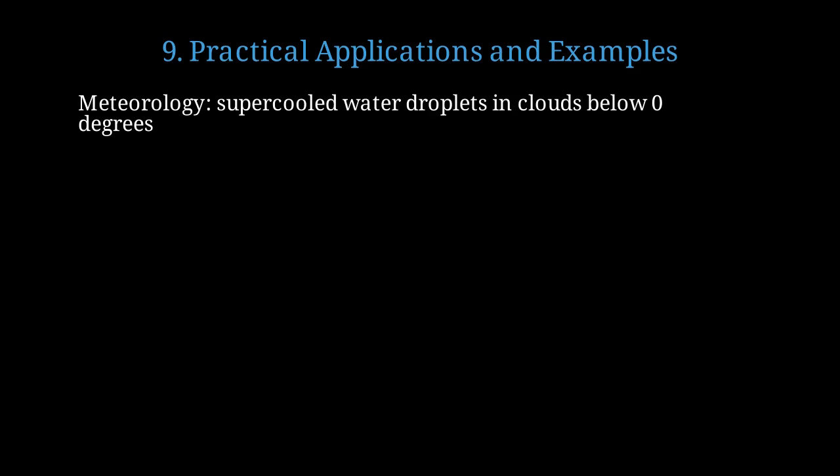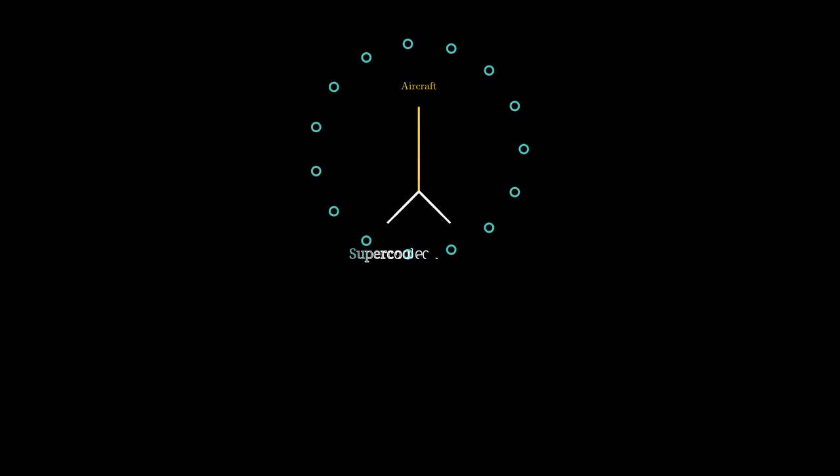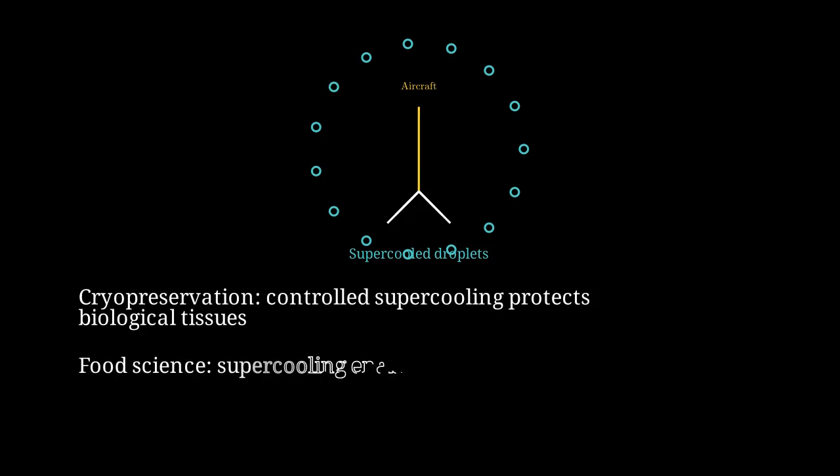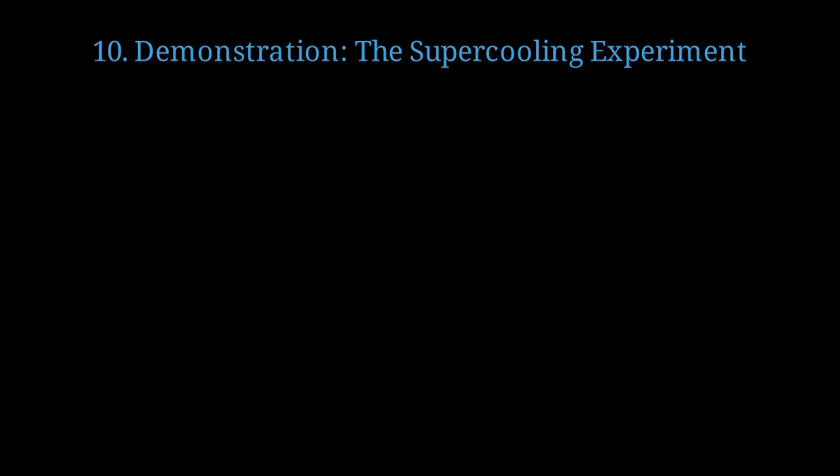Supercooling has fascinating practical applications in nature and technology. In meteorology, clouds often contain supercooled water droplets at temperatures well below 0 degrees Celsius. When aircraft fly through these clouds, the supercooled droplets strike the plane and instantly freeze on contact, forming dangerous ice that can disrupt aerodynamics. In cryopreservation, scientists use controlled supercooling to preserve biological tissues and organs without damaging ice crystal formation. In food science, supercooling enables rapid freezing that creates smaller ice crystals, preserving food texture and quality better than slow freezing. Let's visualize a classic supercooling demonstration you can try at home.